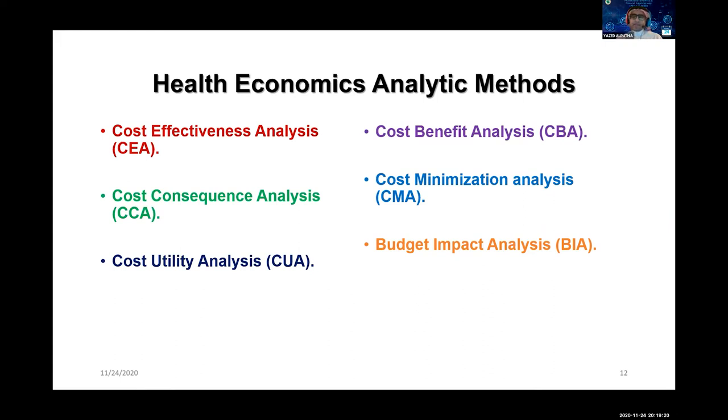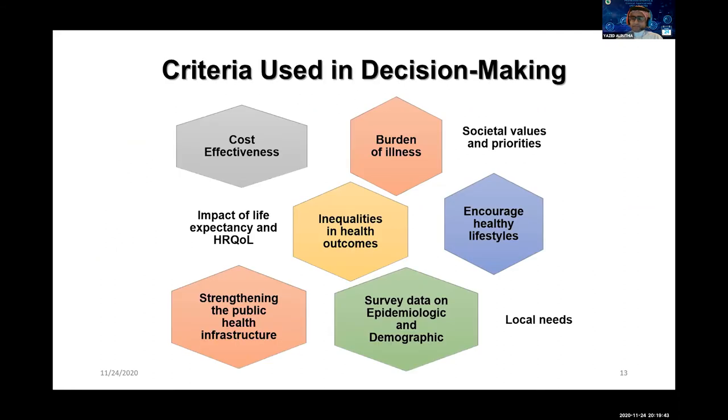Cost benefit analysis, when we monetize or put a value on both the benefit and the outcome and the cost. Cost minimization, when we assume that both interventions have the same or equal outcomes, but the cost can be different, such as the case of brand and generic. Budget impact analysis, when we assess the affordability of different interventions.